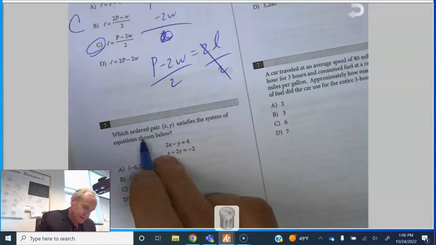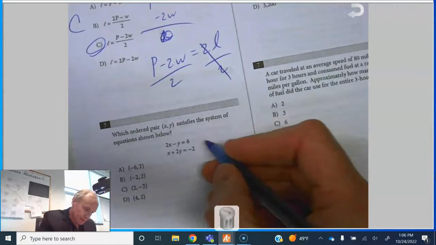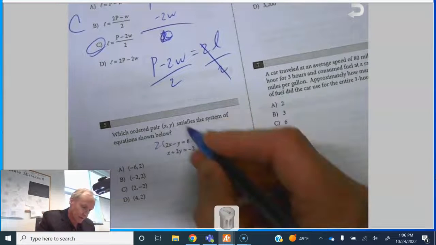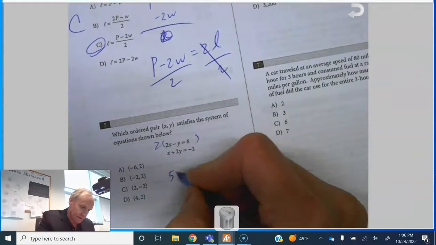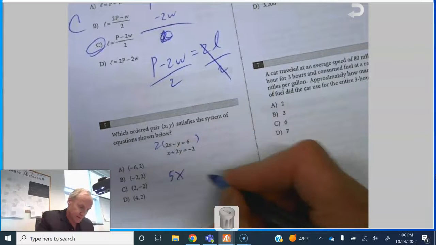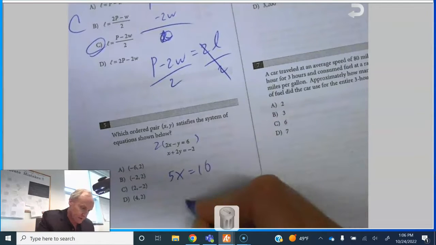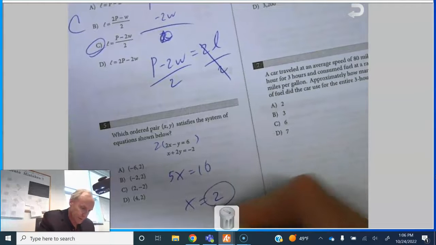Which ordered pair satisfies the system of equations below? We could multiply the top equation by 2 and then add them together. That gives us 5x. That's 4x plus x is 5x. The y's cancel out, and I have 12 minus 2 is 10. So x is equal to 2.